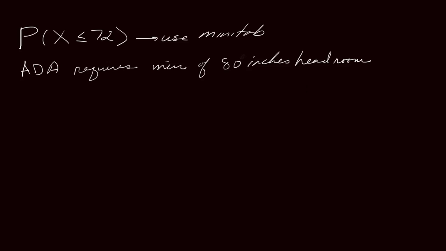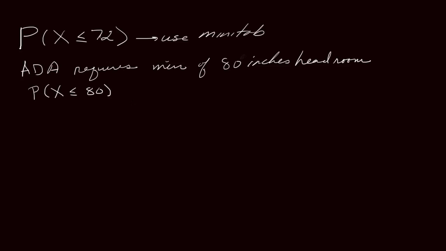How adequate would 80 inches of headroom be? Well, let's calculate the probability that a randomly chosen male from the current U.S. population would be well served by 80 inches of headroom. That is, would have the probability of a randomly selected male being less than or equal to 80 inches. Calculate that probability, and that'll be the proportion in the population that would be well served by a headroom of less than or equal to 80 inches. So it's the probability x is less than or equal to 80.